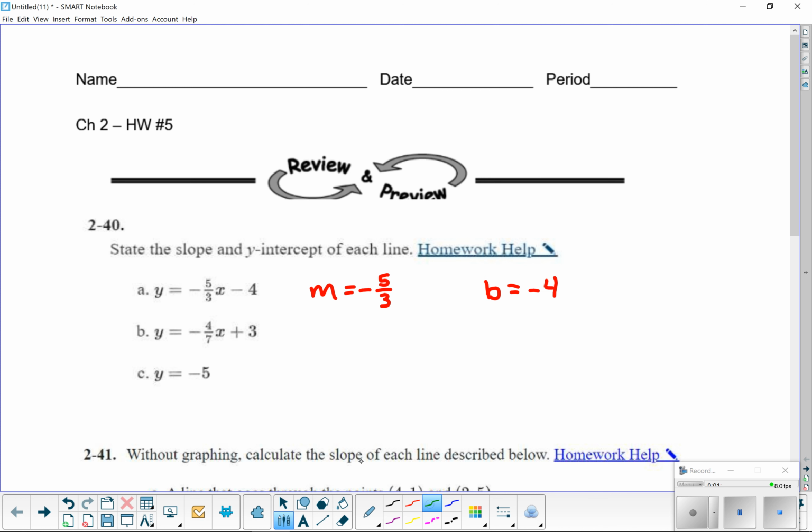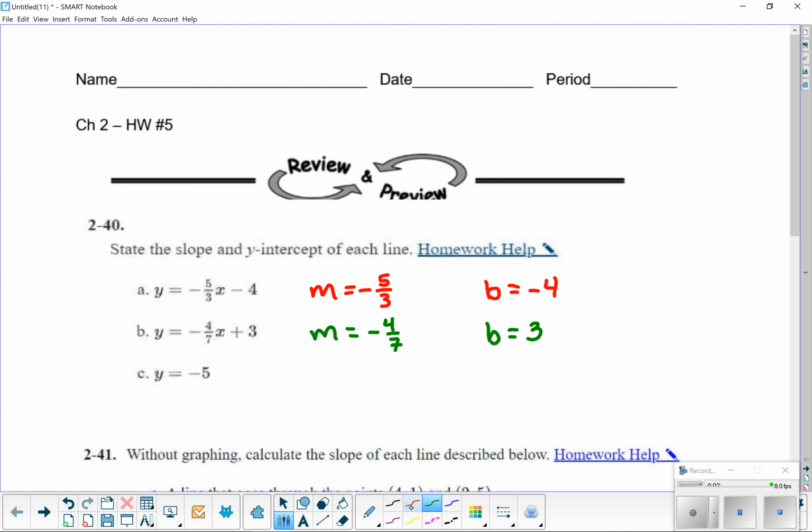Letter B. So the slope is the number in front of the x, right? So that's going to be negative 4/7. And then the y-intercept, the b value, is going to be the number in the back. Usually in the back, but it doesn't always mean that it's in the back. And that's going to be positive 3.